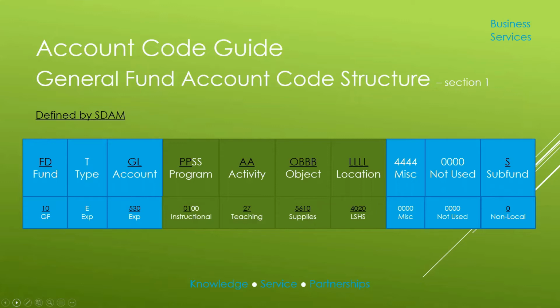Now I've got the full account code string here, and we're going to go through each segment. If it's underlined, that means that it's defined by the OSPI School District Accounting Manual, and we can't change these pieces that are underlined. So basically those are prescribed. Now we're going to use the green section the most often, and the blue section is only needed if we're doing a code search in the chart of accounts.